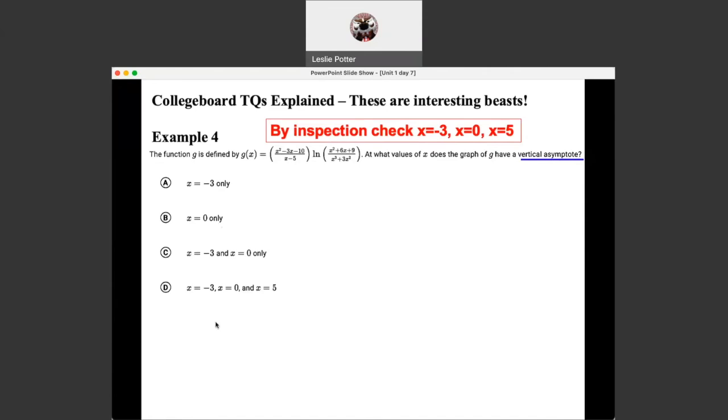Okay, so we're looking for vertical asymptotes. We know that's when the denominator is equal to 0. That's what we typically think, right? And it's true in this case as well, to a certain extent. We have ratios of polynomials, so we really should look at simplifying this first. So we're going to do that.